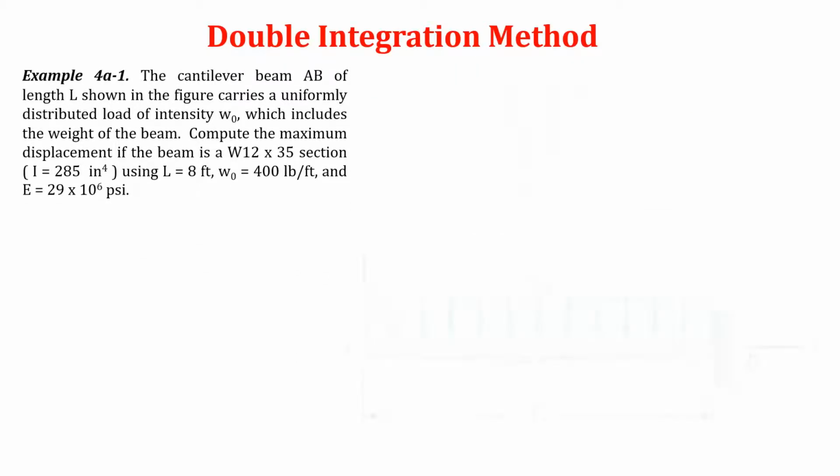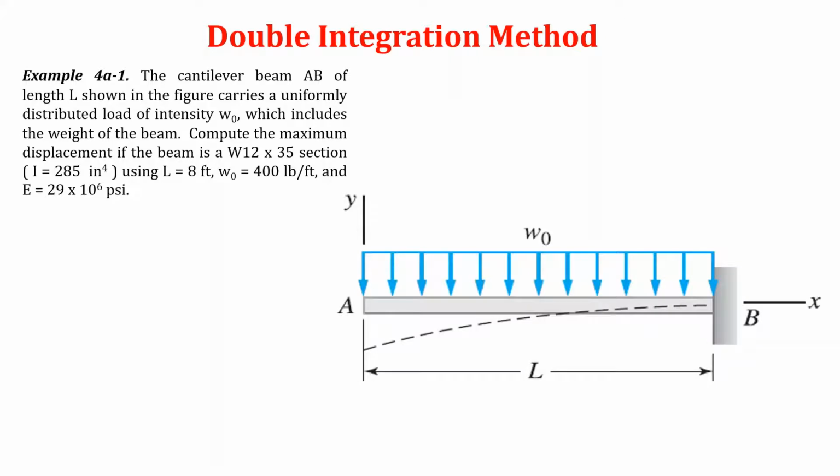Let's answer problems using the double integration method. The cantilever beam AB of length L shown in the figure carries a uniformly distributed load of intensity w0, which includes the weight of the beam. So the weight of the beam is already included. Compute the maximum displacement of the beam if the beam is W12 by 35. I know you are all familiar with that.